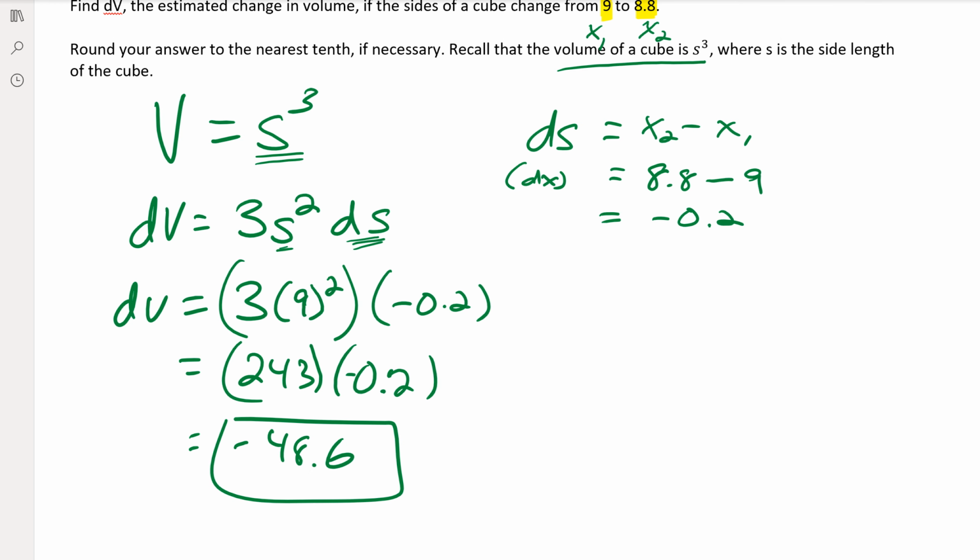So what does that mean? That means that as the size of the cube shrinks from, let's say, 9 inches down to 8.8 inches, the overall volume of that cube is going to decrease by approximately 48.6 cubic inches. The negative indicates you're going to decrease the volume.